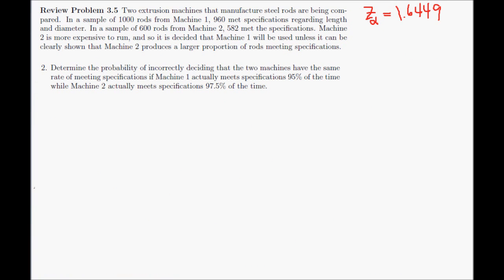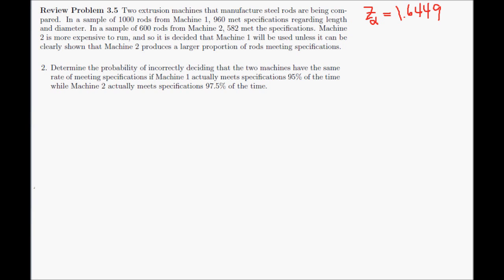The second part of this problem asks to determine the probability of incorrectly deciding that the two machines have the same rate of meeting specifications if machine 1 is inferior, and machine 1 meets specifications 95% of the time, while machine 2 meets specifications 97.5% of the time. This one is basically asking for the value of beta. What's the probability of retaining the null hypothesis, believing that the machines have the same rate, if there is a real difference in the rates? So we're asking for the value of beta, the probability of making a type 2 error.